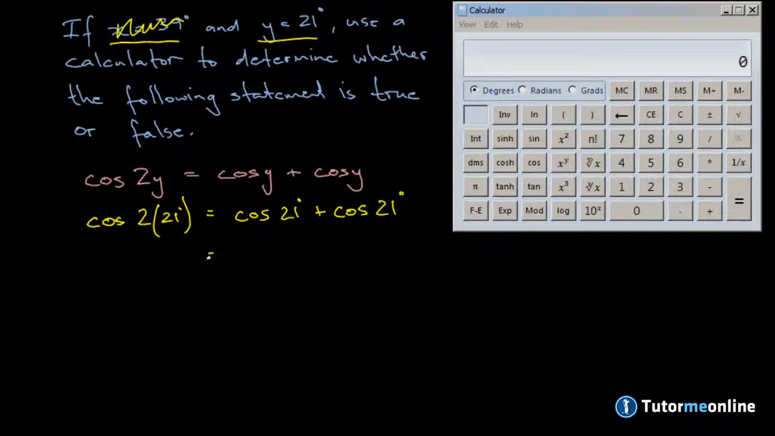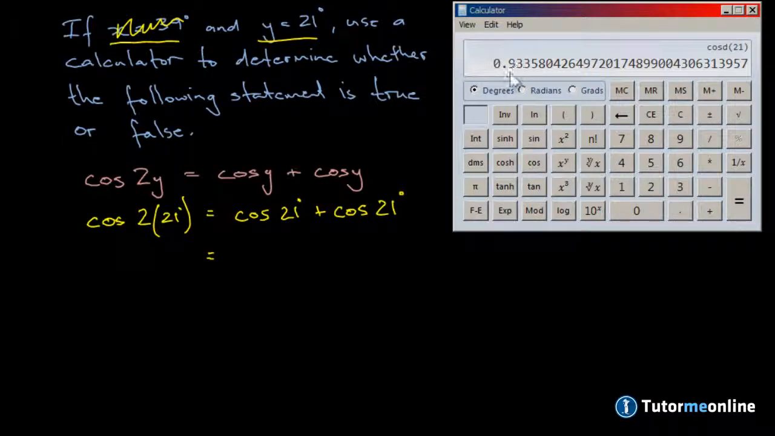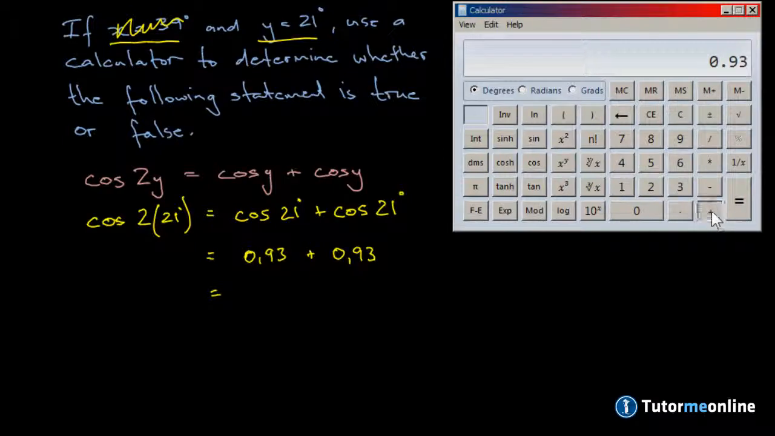So let's do the right side of the equation first, because then we can just add the two together. So we'll say the cosine of 21 is then equal to 0.93. That is then 0.93 plus 0.93, which gives us 1.86. So how do we tackle the left-hand side of the equation?